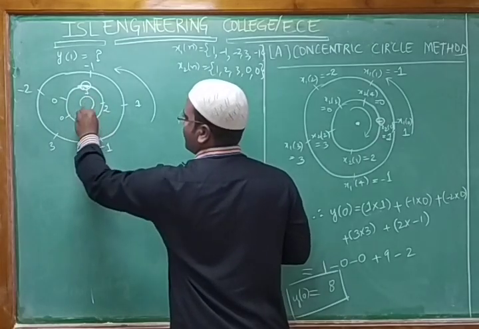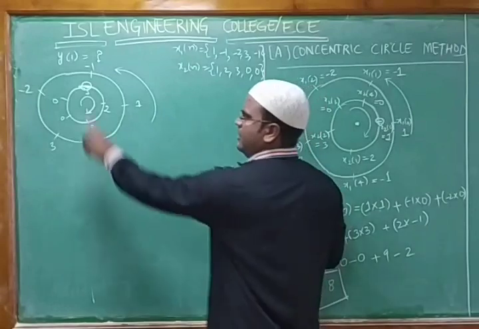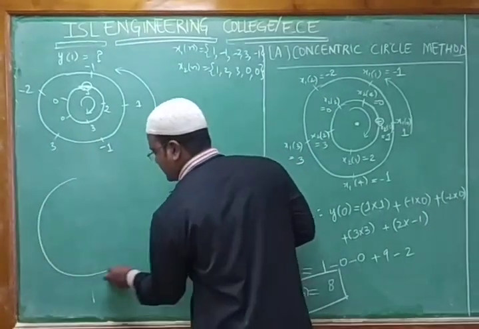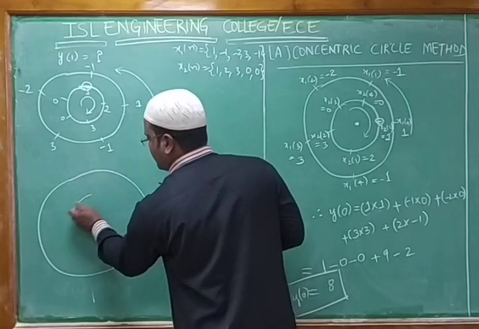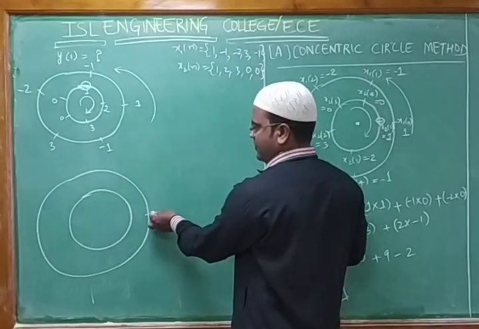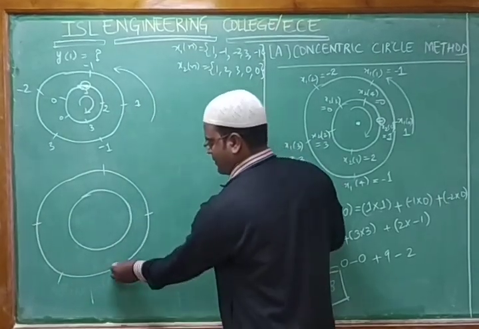We are doing clockwise rotation, but we are shifting the position for it to get the y of 1. Now to get y of 2, what will we do? We'll draw the same circle, outer circle and inner circle. Outer circle positions we are not changing: 1, 2, 3, 4, 5. That is as it is.